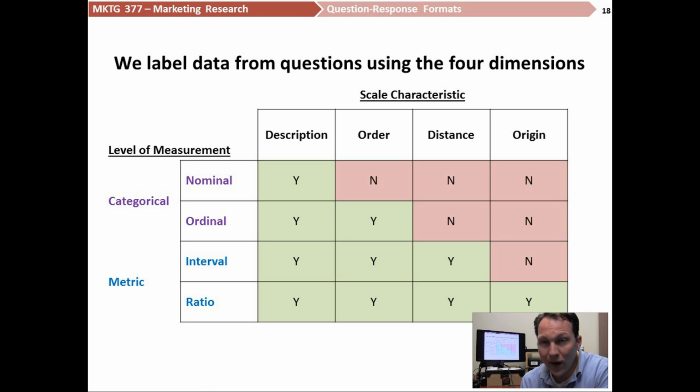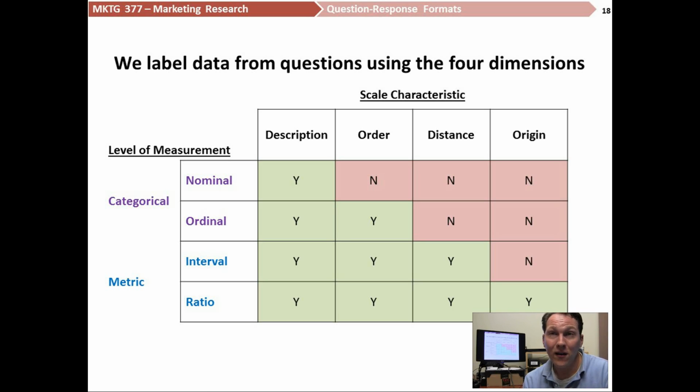So if you have a question that only has descriptive labels but doesn't have any order, distance, or origin, you have a nominal question. And a nominal question is one of the 2 forms of what we call categorical questions. So again, if you ask people, are you male or female? That is a nominal question. If you ask them, do you live in St. Louis, Edwardsville, O'Fallon, Fairview Heights, or Belleville, just to pick a few cities around here, that's a nominal question.